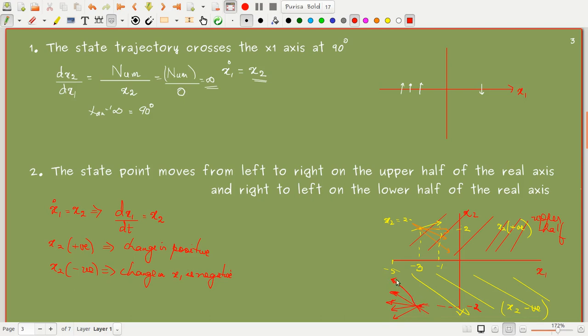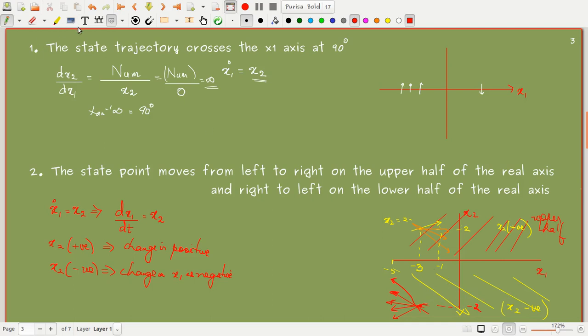Okay. So what do these slopes say? That means whatever slope I draw in the lower half of the plane, it says that the state trajectory moves from right to left. That means in the lower half, the state trajectory moves from right to left, showing there is a decrease in the value of x1.